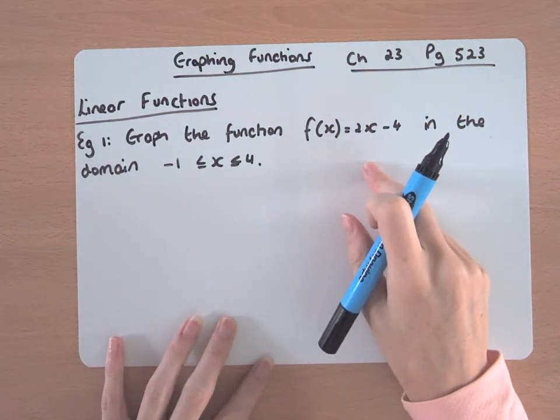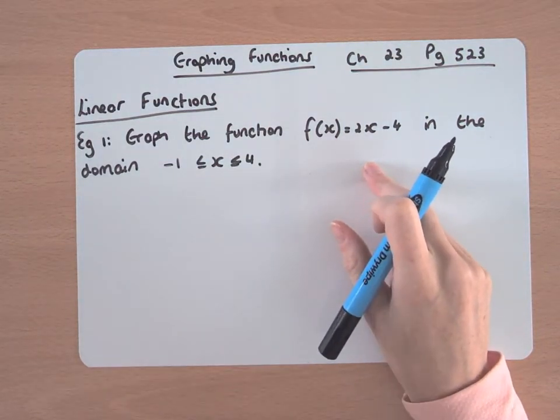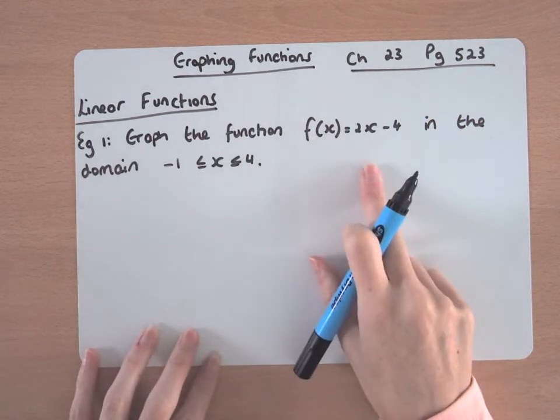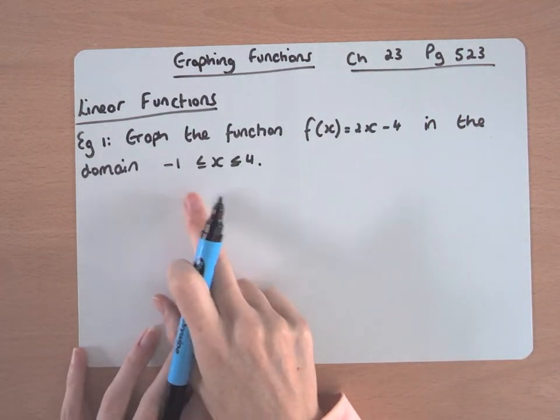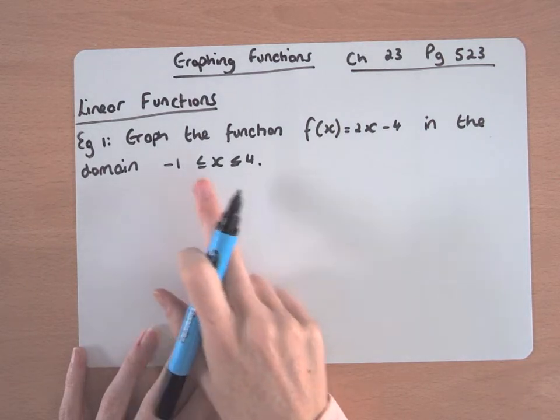You know it's linear because it just has an x. It doesn't have an x squared. If it had an x squared, it would be quadratic. Okay? So we're graphing this line, and our x's go from minus 1 to 4.